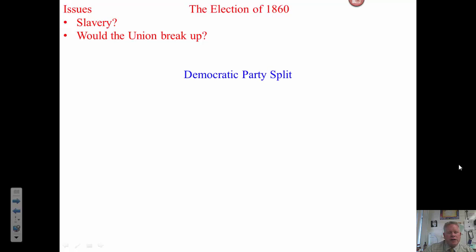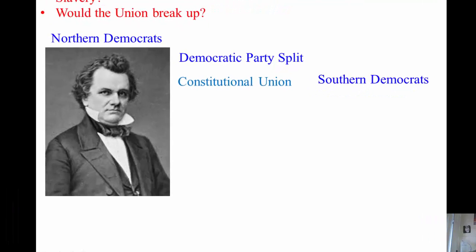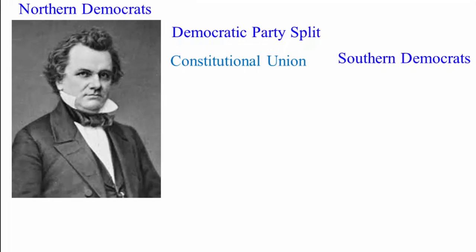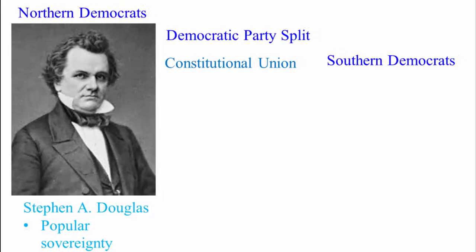Now, during this election, the Democratic Party split. You had the Northern Democrats, you had the Southern Democrats, and you had the Constitutional Union Party, where another ex-Democrat was running. So for the Northern Democrats, you had Stephen A. Douglas, and he thought that slavery could be solved with popular sovereignty.